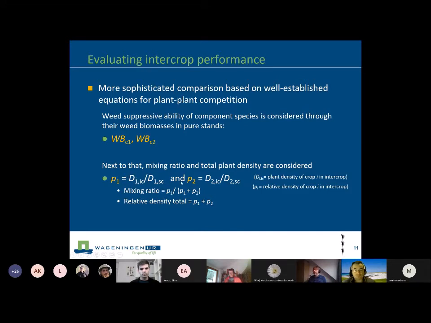Now, if we add those two relative densities, we get the relative density total. If this relative density total is 1, it means we are dealing with a replacement design. If the sum of P1 and P2 exceeds 1, we are dealing with an additive design. The mixing ratio can be calculated as the relative. It is, in fact, the mixing fraction.